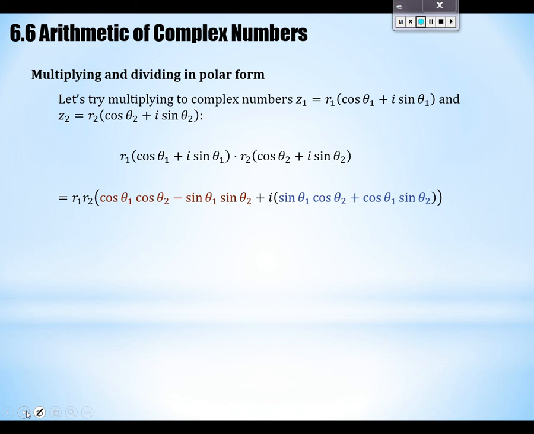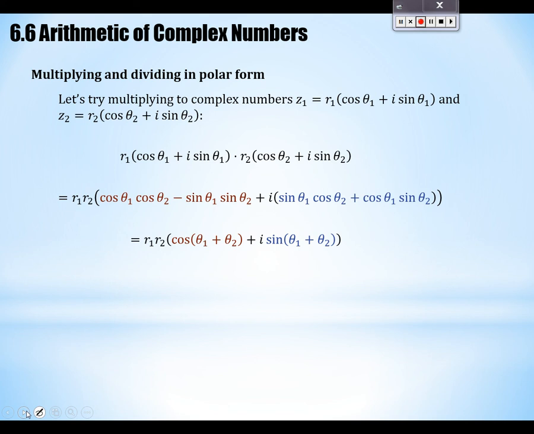And then why did I highlight in red and highlight in blue? What's red? That's the cosine sum formula. In blue, that's the sine sum formula. Very good. So this is cool. So what does it mean though?